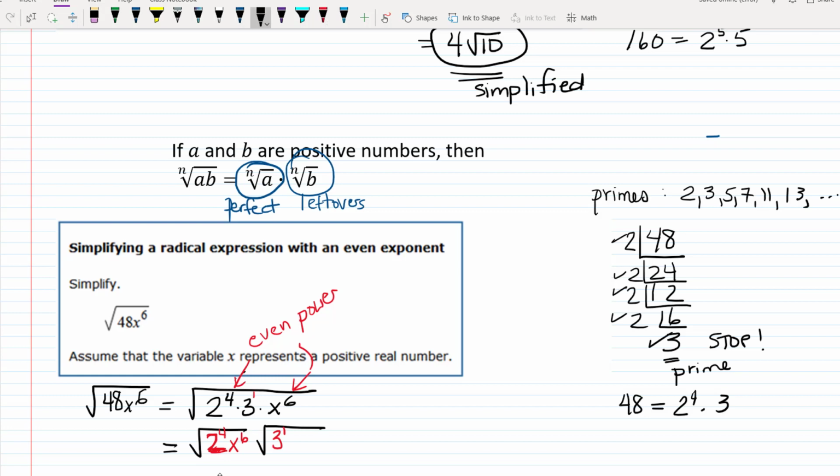All right, now to simplify, divide the index into the exponent. So the square root of 2 to the 4th is going to be 2 squared, because 4 divided by 2 is 2. And the square root of x to the 6th is x cubed, because 6 divided by 2 is 3. And there's nothing you can do with the square root of 3, it stays the same. So your final answer is going to be 4, because 2 squared is 4, x cubed square root of 3.